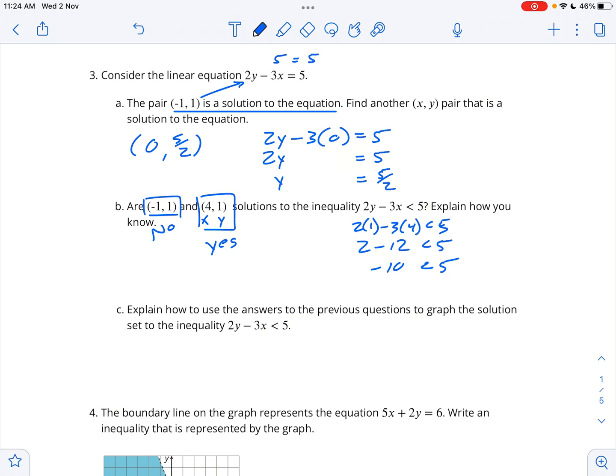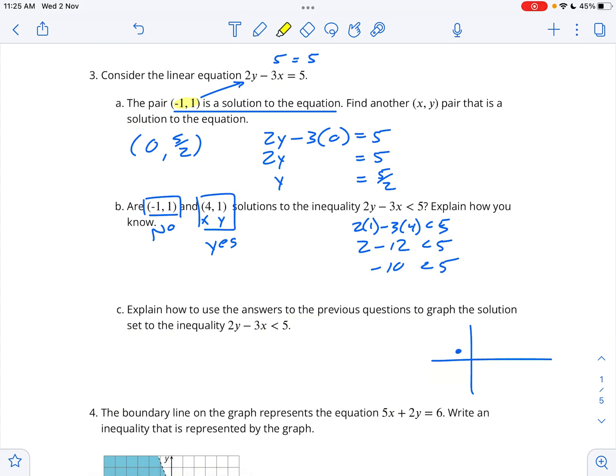Part C, explain how to use the answers to the previous question to graph the solution set to the inequality 2y minus 3x is less than 5. Well, what I would do on this one is, let me just draw a quick sketch here so it'd be easier for me to explain it. So we know that from the first part, negative 1, 1 is on the line. So negative 1, 1 is going to be somewhere like right here.